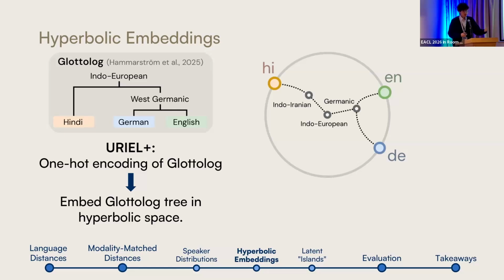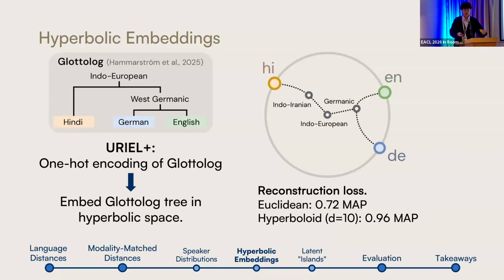And how we operationalize this is with a contrastive loss function that pulls together related languages and pushes apart unrelated languages. And we verify that this actually does give us a representation that preserves hierarchy by measuring reconstruction loss. And we see that with a hyperboloid model with 10 dimensions, we get a reconstruction loss that is substantially better than the Euclidean model.